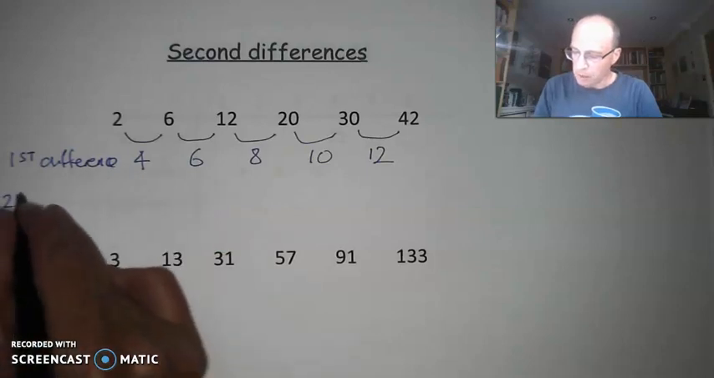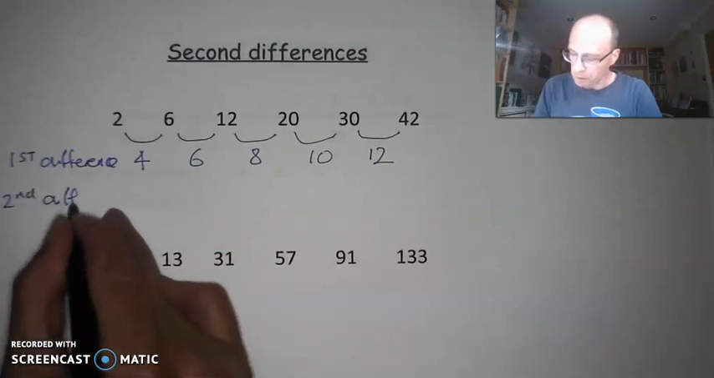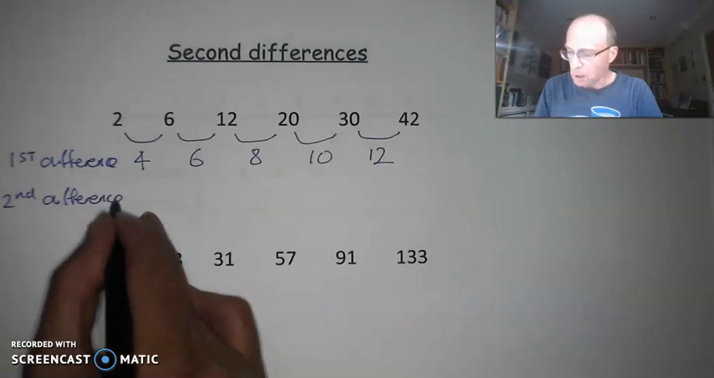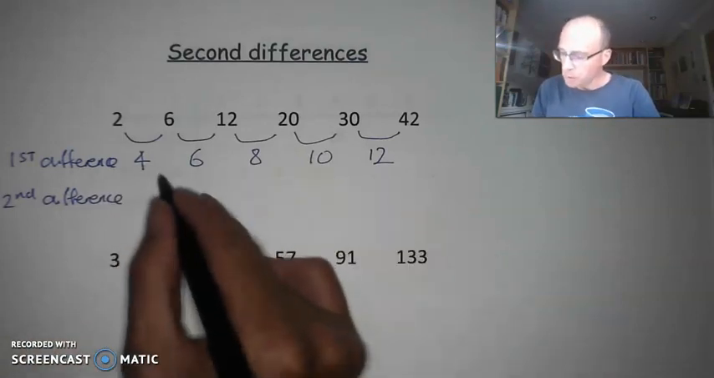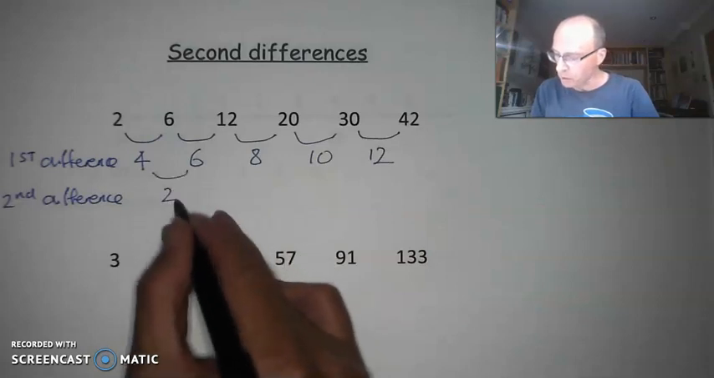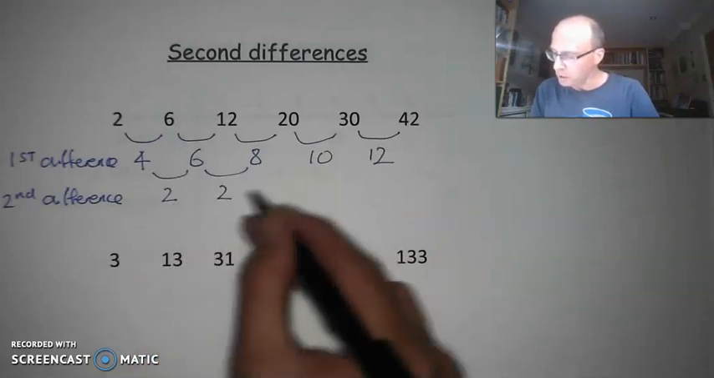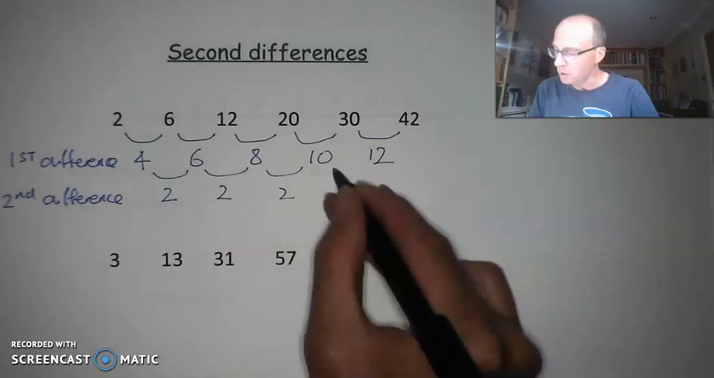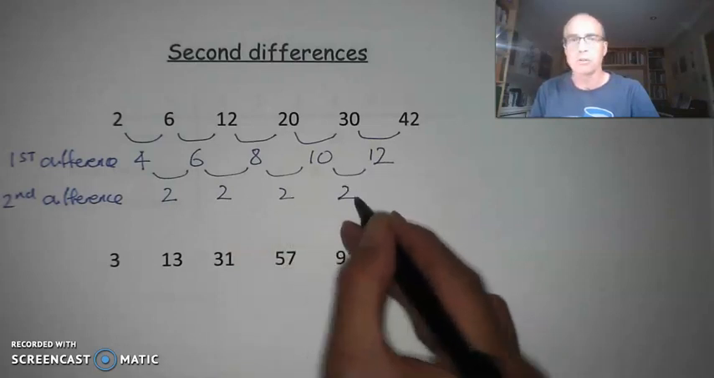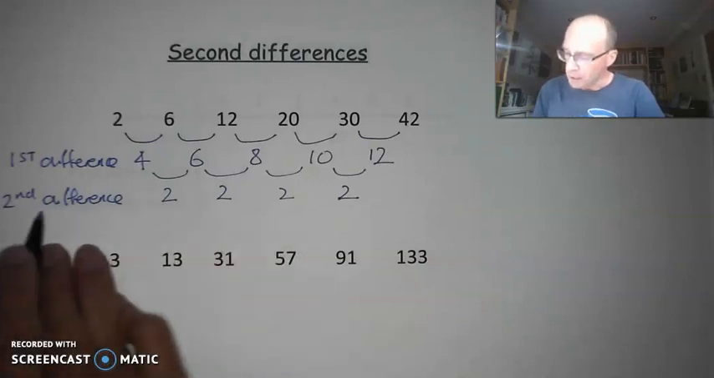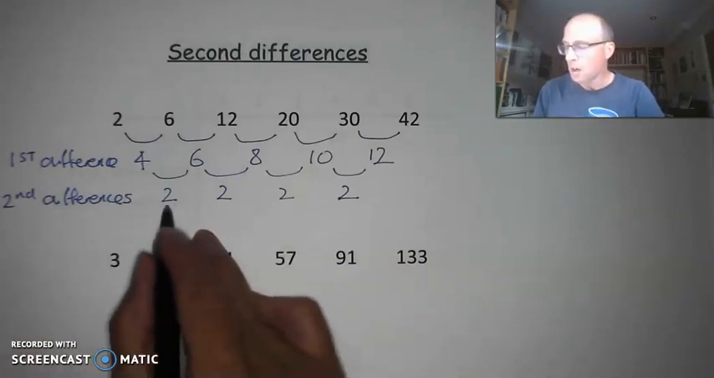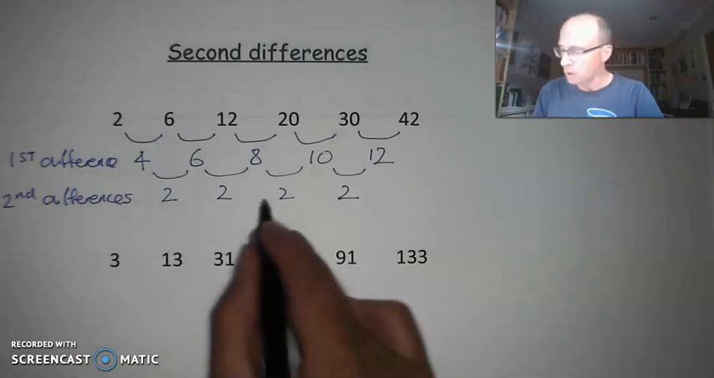What my second difference becomes is the difference in my differences. So the difference between 4 and 6 is 2, 6 and 8 is 2, 8 and 10 is 2, 10 and 12 is also 2. So if I've got a quadratic sequence, these second differences are always going to have the same value. So 2, 2, 2, 2, 2.